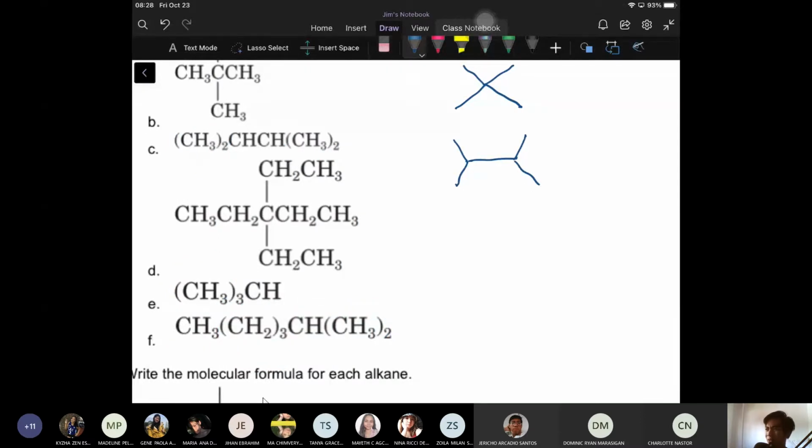Okay? So, paano natin bibilangan yung carbon dyan? Based on the subscript, malalaman natin kung ilang carbon meron ka. So, ilang carbon to? Siyempre, skip natin to. Skip. Ito muna yung gagawin natin. Interpret natin.